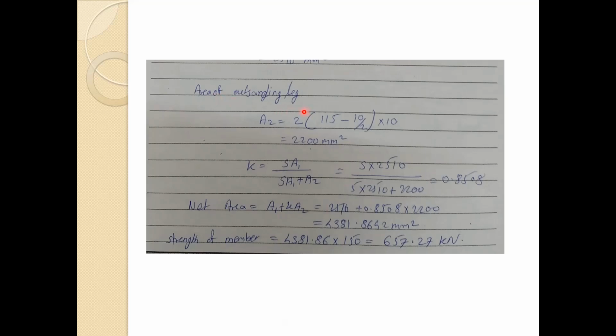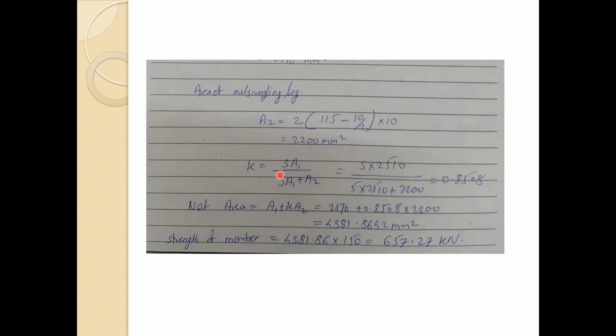Now the area of the outstanding leg. A2 is again 2, that is for two angles, 115 minus 10 by 2 into 10. Again this 10 by 2 is for the triangle. So we get here 2200 mm square. So we have the formula for this K.